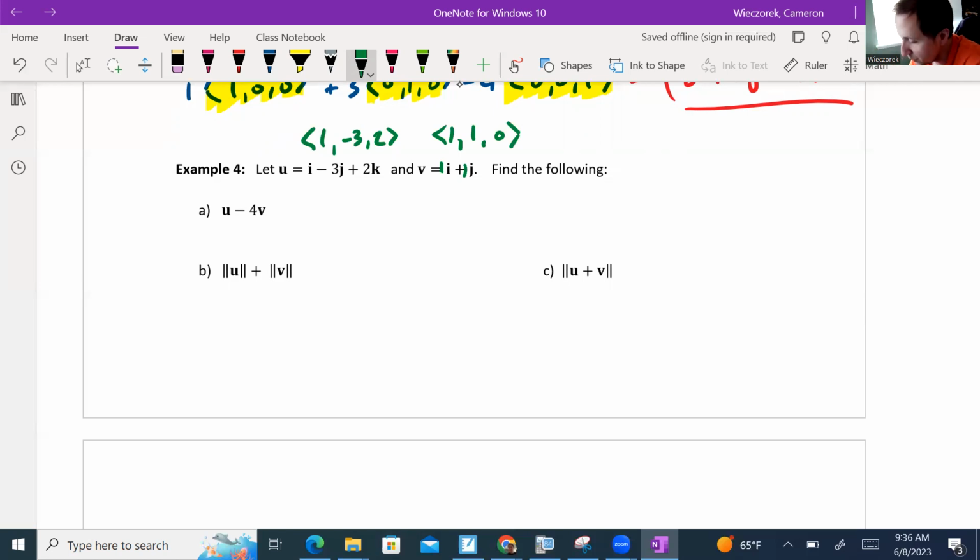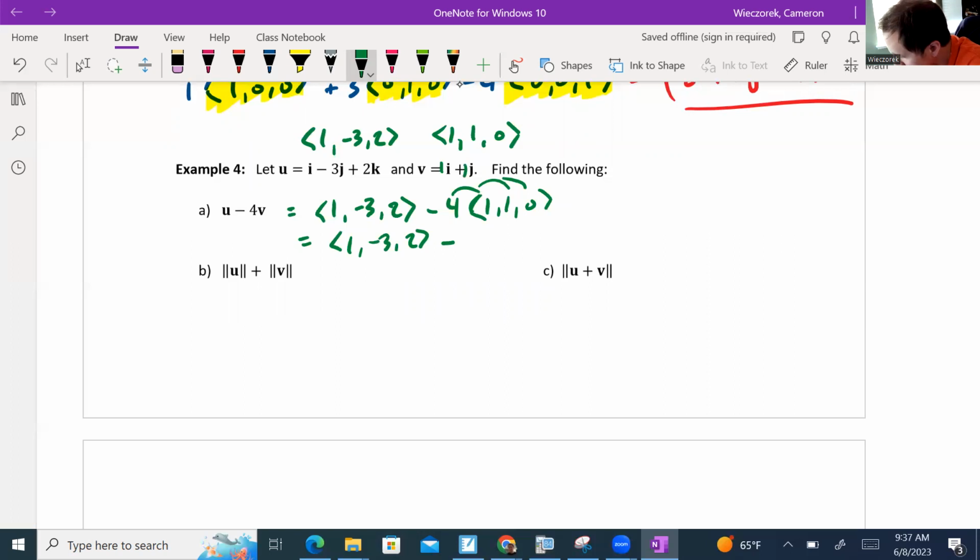components. So for the first one, if I do u minus 4v, I'm taking 1, negative 3, 2, and subtracting 4 times the vector 1, 1, 0. So I get 1, negative 3, 2. I can distribute. So I end up with minus 4, 4, 0, and then I subtract component by component. So I get negative 3, negative 7, 2.